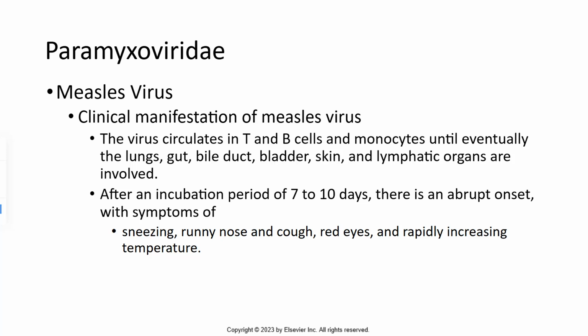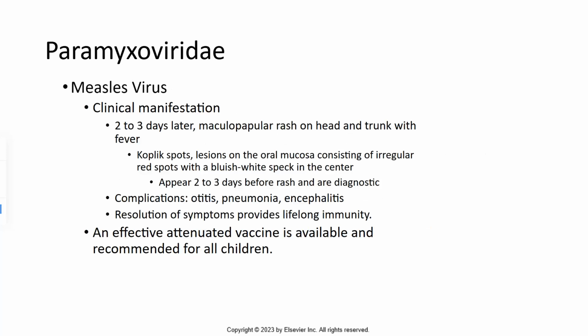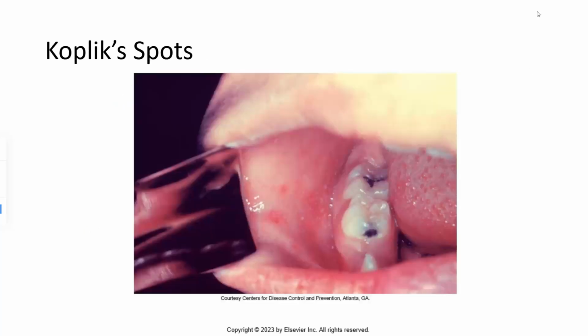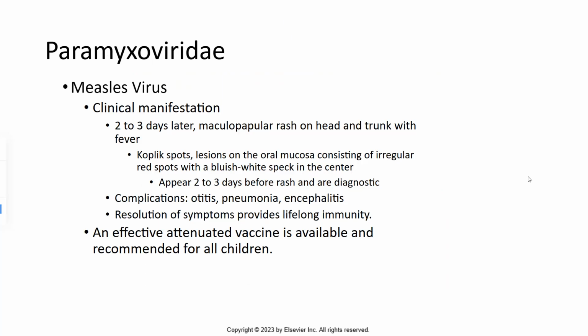After an incubation period of 7 to 10 days, there's an abrupt onset with symptoms of sneezing, runny nose, cough, red eyes, rapidly increasing temperature. 2 to 3 days later, there's a rash that goes all over the body, particularly on the head and trunk. Koplik spots are oral lesions. Here's a picture of Koplik spots. So you'll see these spots forming in the mouth. They appear 2 to 3 days before the rash and are diagnostic.